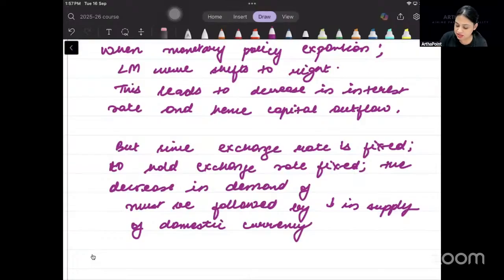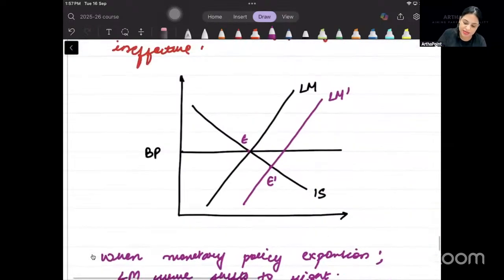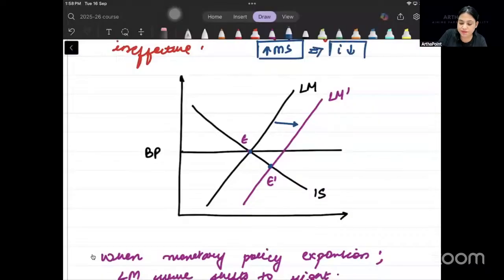I'll just explain this. Listen, first we increased the supply of money. The LM curve shifted rightwards. When the LM curve moved right, we moved from point E to E dash and this caused a decrease in interest rate. When interest rate decreased, it started outflow of capital. Whenever capital moves out, it puts a downward pressure on the exchange rate. It causes depreciation of currency.